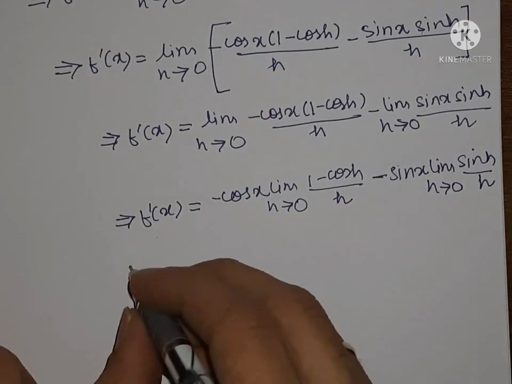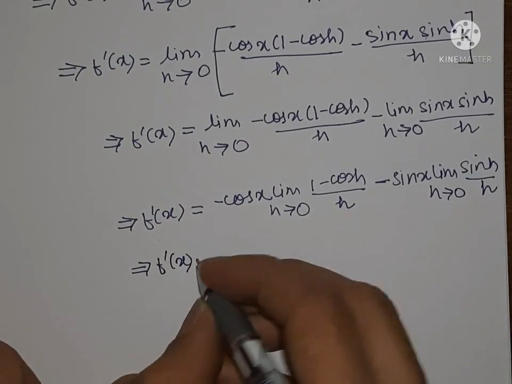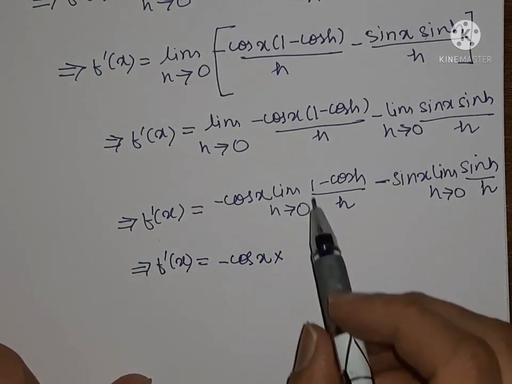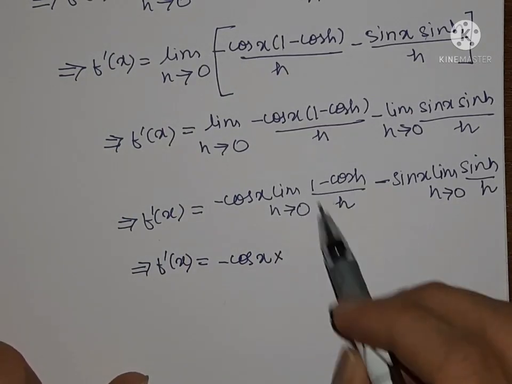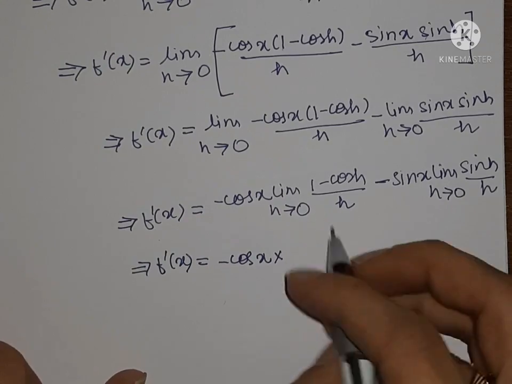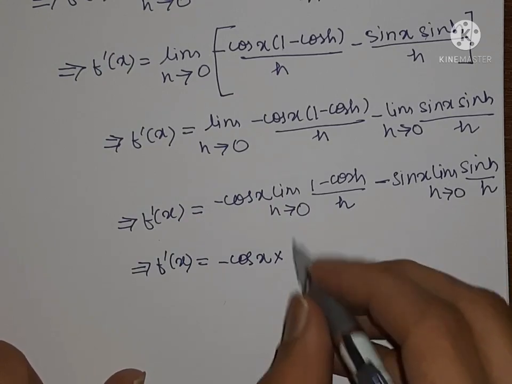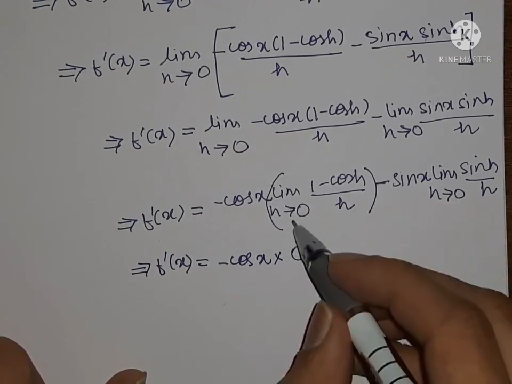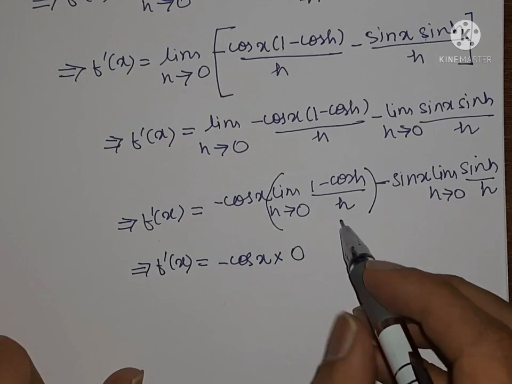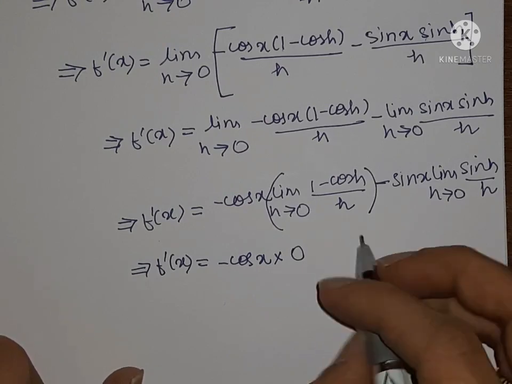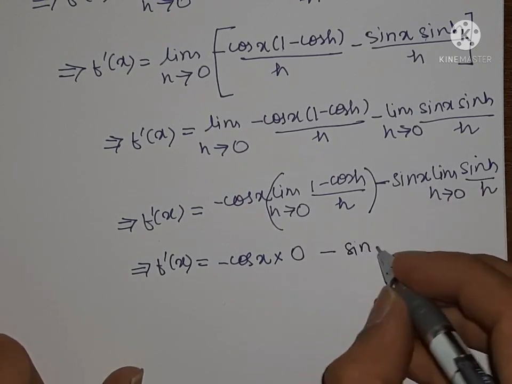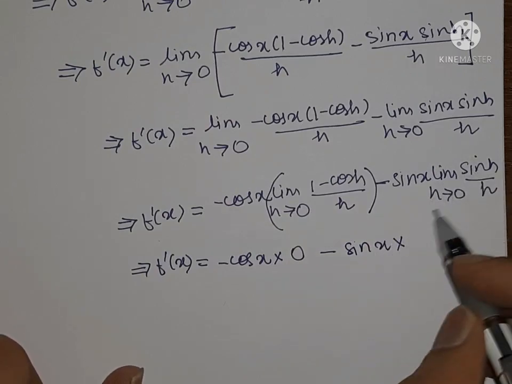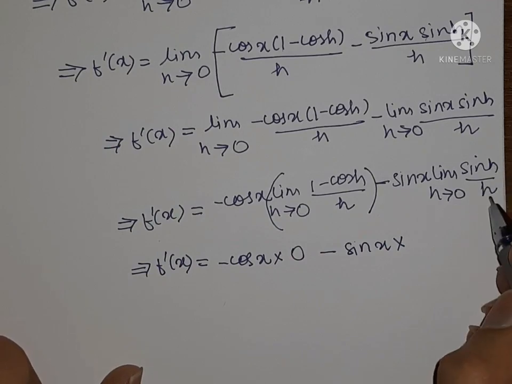Okay, so this will imply f prime of x is equal to minus cos x multiplied by, now limit h tends to 0 of 1 minus cos h by h is what? By the formula, it is 0, right? This is the direct formula you have. Limit h tends to 0, 1 minus cos h divided by h is 0. Okay, then minus sin x, and this formula you have used many times. Limit h tends to 0, sin h by h is 1, right?